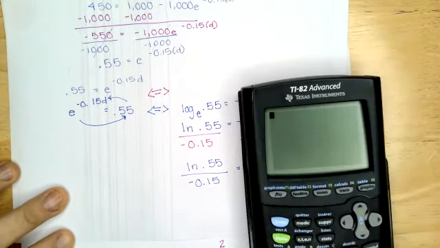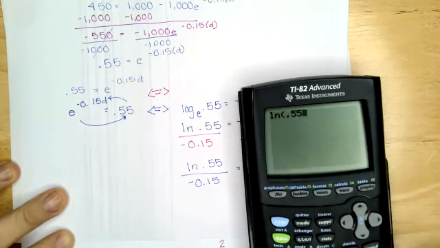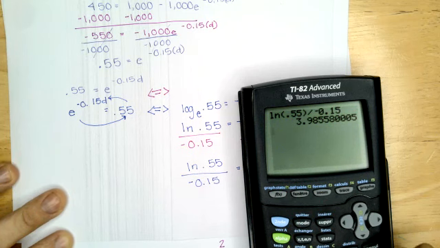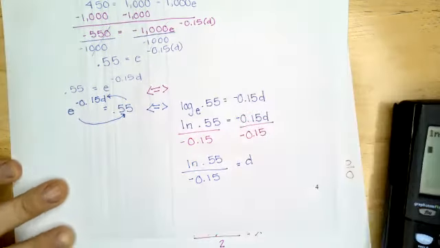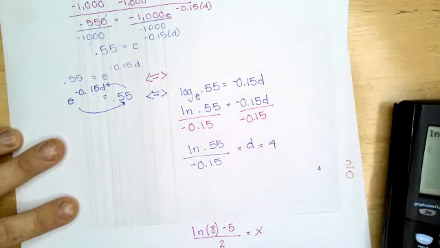So let's just put it in our calculator. The natural log of 0.55 divided by negative 0.15, 3.9855. So I'm going to call that 4 days. Good.